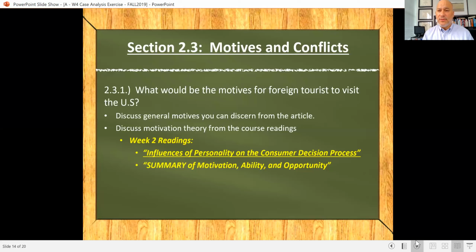There also is another good reading, I think, that has some points you might use here, and that was for week 2, and that's the summary of motivation, ability, and opportunity.